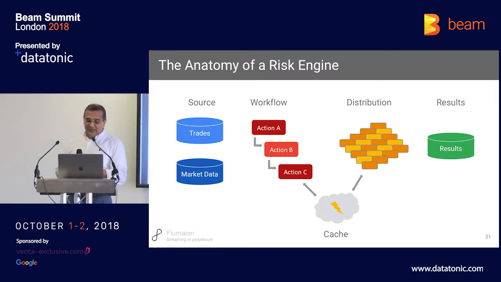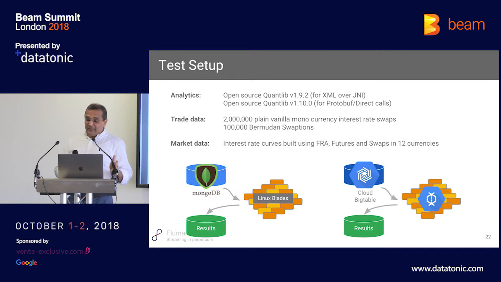The things we tried was on-premise using Apache Beam on Flink. This is Flink in its open source form, not the DA platform version at the time. And with MongoDB as the source, and exactly that same code was applied in Google land with Google Bigtable and Dataflow as the runner. So Flink as the runner on-premise, Dataflow as the runner.